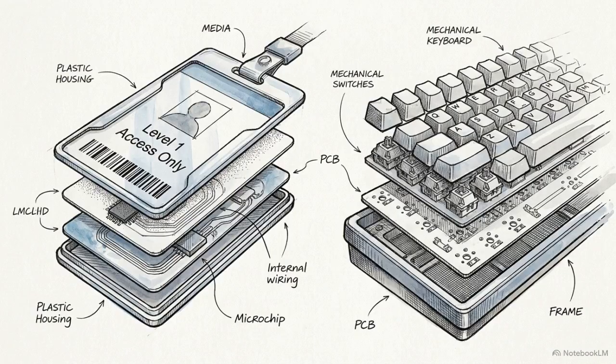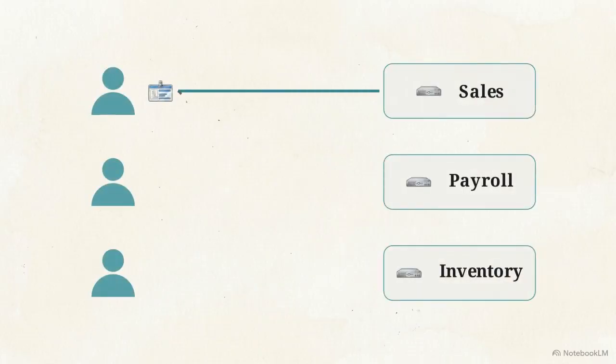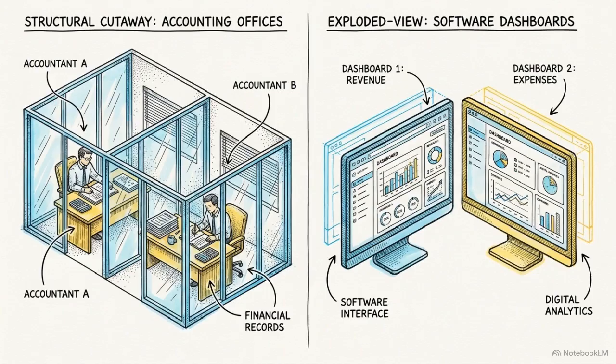The most critical element of the general control environment is user access control, which operates on the principle of least privilege. Restricting digital access so an employee only sees exactly what they need for their specific job role is the modern digital equivalent of physically segregating accounting duties.